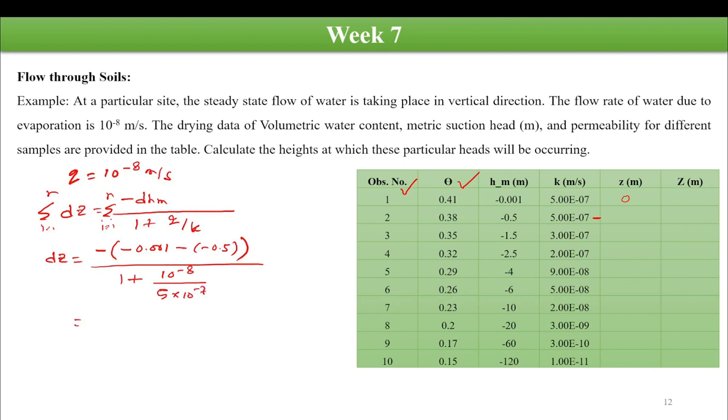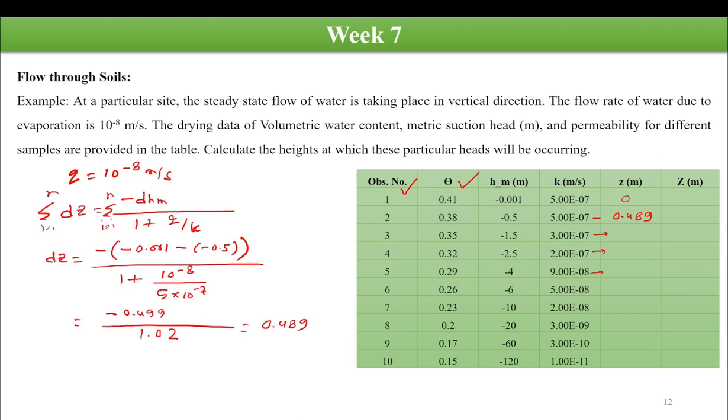So if we solve this, what we'll observe is 0.5 minus 0.001, it's going to be minus 0.499 upon, here in the denominator, it's going to be 1 plus 10 to the power minus 1 upon 5, that is 1.02. Going further, 0.499 upon 1.02, that's going to be 0.489. And neglecting the negative sign, it's going to be 0.489, right? And in a similar way, we can solve for the second one, third one, fourth one.